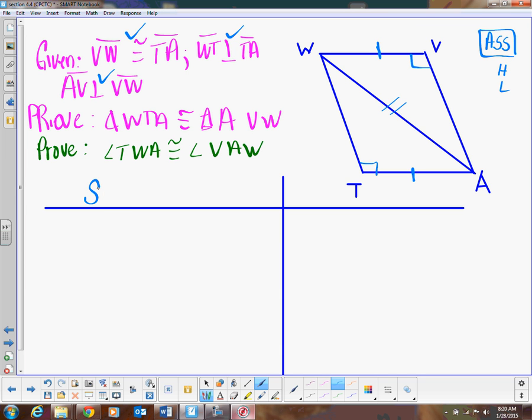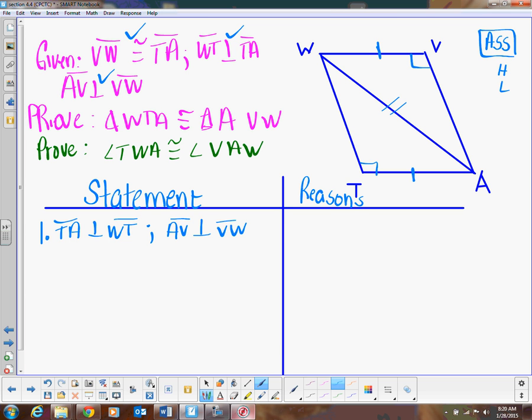Now, yesterday in your notes, very beginning of those notes, if you have to use HL, what do you have to establish? You have to establish right triangles. TA is perpendicular. Now, notice in my given, I'm not going to put this in my given. I'm saving any congruence for the alphabet justifications. All right, we are given this information.